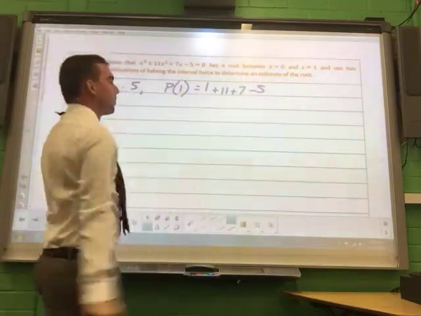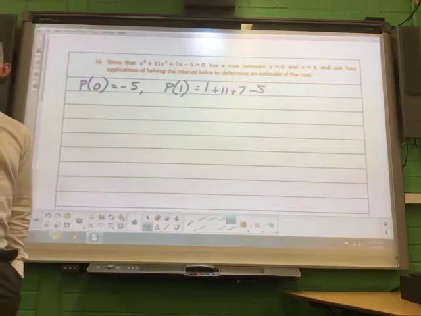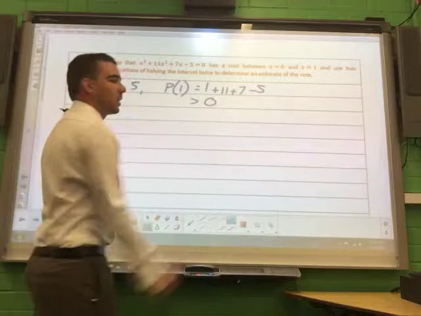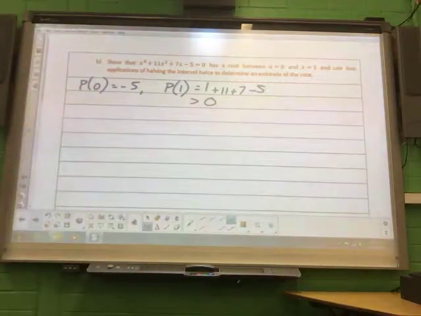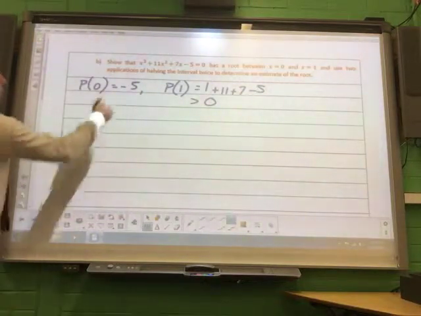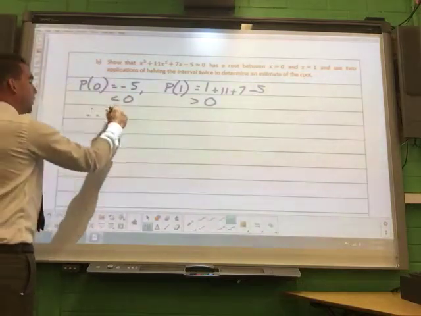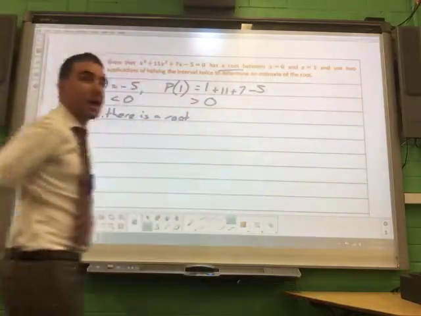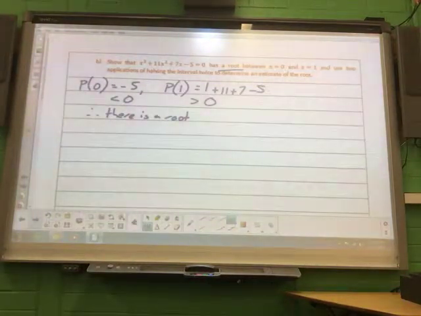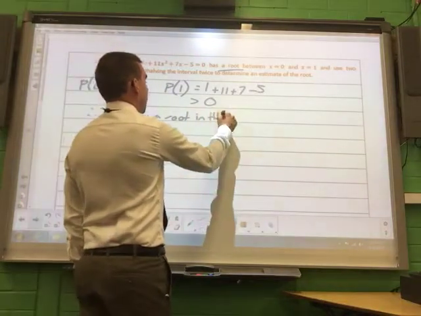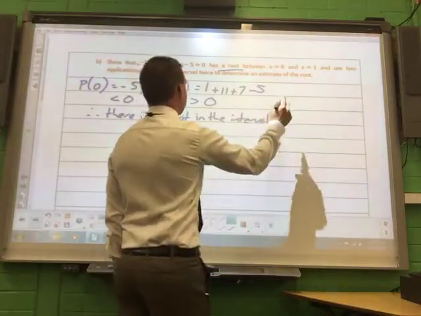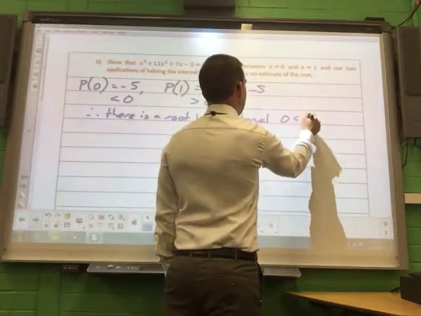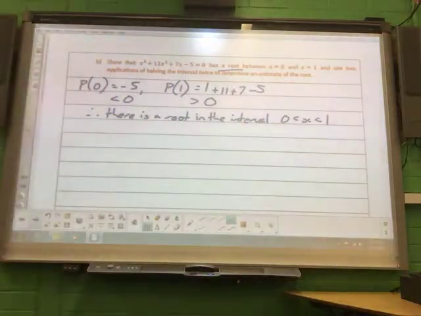P of 1 is 11 plus 7, take away 5. I think we can safely assume that's going to be greater than 0 at this point. We don't need the exact value, so I'm just going to write it is a positive number. As long as you show that working, that you have considered what's going on, that will be sufficient. So this is less than 0, so therefore, there is our root. The question says has a root, so you can assume that there is one between that interval. So 0 is less than x, which is less than 1. I'm not going to include my equal sign because I know it's not going to be part of that solution.